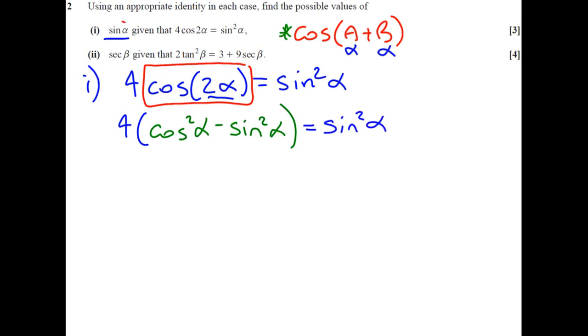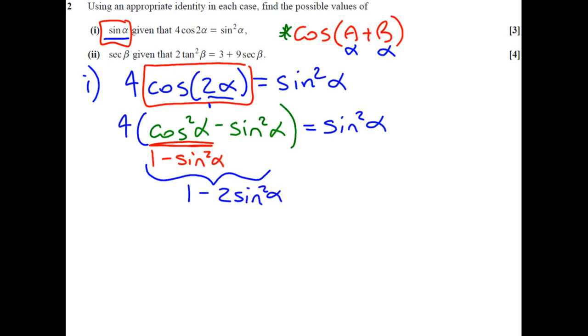Now, looking at the question, you want sine alpha, so let's write cos squared alpha in terms of sine. From Core 2, it's 1 minus sine squared alpha, because cos squared alpha plus sine squared alpha is 1. So that means this whole bracket, and some people just remember this, cos 2 alpha is 1 minus 2 sine squared alpha. Don't forget we've got the 4 times all of that, and it's equal to sine squared alpha. So let's expand out our bracket.